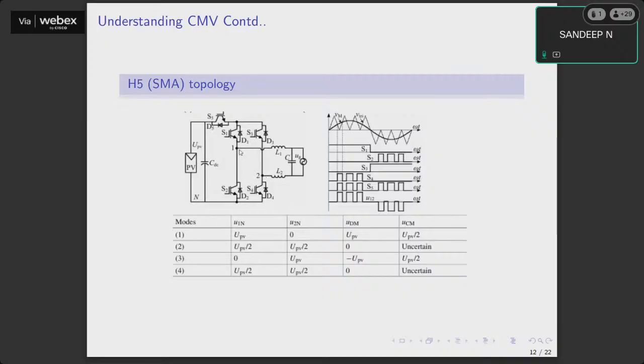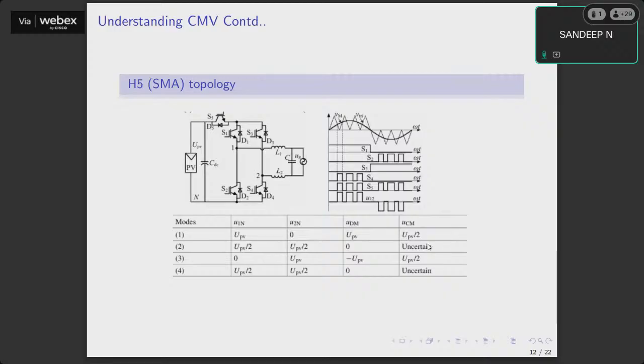Whenever the inverter generates a zero output voltage level, you open this S5. So whenever output voltage is 0, S5 is open. The moment this opens, the common mode path gets broken. You can see that the common mode voltage remains, of course we don't know what is happening in this uncertain period, but the UCM is almost remaining a constant.